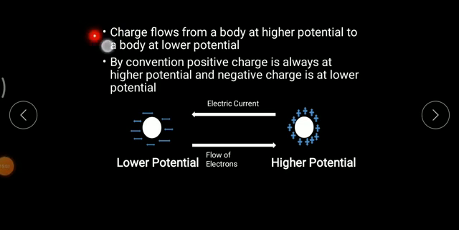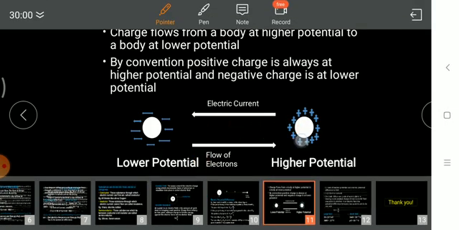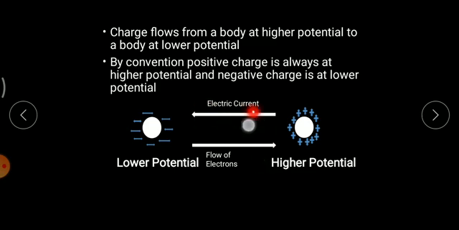Now, always remember, charges always flow from a body of higher potential to a body of low potential. For an instant, two bodies are there. This positive charge would always be at higher potential, and this negative charge would always be at low potential. So, electric current will always flow from a higher potential to a low potential, whereas electrons will flow from low potential to high potential. This is indicated over here with this ray diagram. This is a body which has negative charge, and this is a body which has positive charge. So electric current will flow from positive to negative, whereas electrons will flow from low potential to high potential.